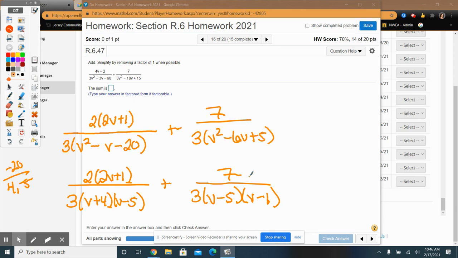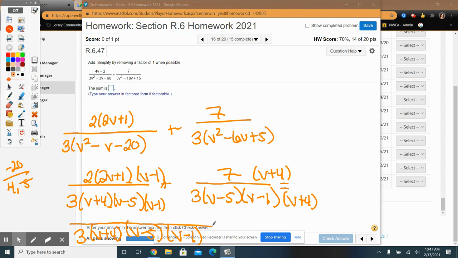So the common denominator here, we need something they all have in common. So they have a 3 in common, so we're going to keep that. This one has a v plus 4, but this one does not, so I'm going to have to take the top and bottom of this times v plus 4. This one has a v minus 5, and so does this one, so that's good. That's part of the common denominator. And then this one has a v minus 1, but this one does not, so you're going to have to multiply the top and bottom by v minus 1. So the whole common denominator is going to be all those pieces.